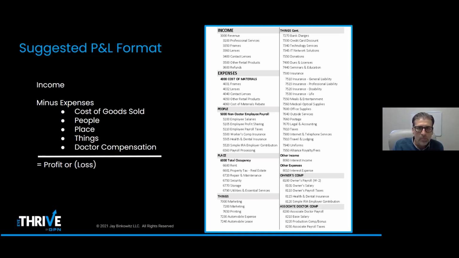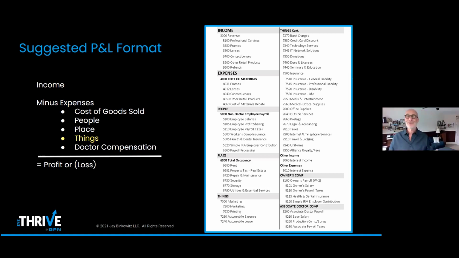And in my simple little brain, I love to break out our expenses into primarily 4 buckets. And those buckets are cost of goods sold, which is our frames and lenses and contact lenses; what I call our people expenses, which are all of our human capital. So this would be everybody that has a beating heart in the practice that we have to pay for, excluding our doctors. So this would be our non-OD compensation. Our place expenses, which are all of our occupancy expenses and our rent and our utilities. And then for simplification, I throw everything else into this giant bucket, which I call the things bucket.